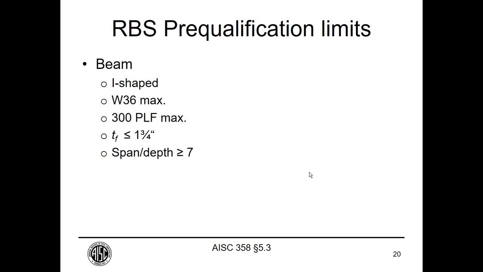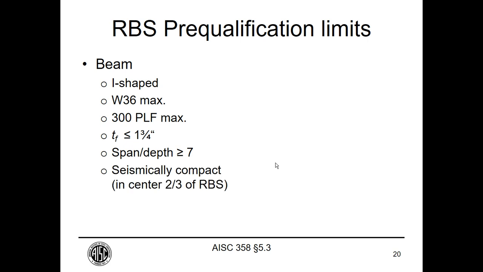So if you're lower than a span to depth ratio of 7, the slope of the moment diagram becomes steeper, and it affects how the connection behaves and the demands at the face of the column and so on. But if the span to depth ratio is 7 or greater, the slope of the moment diagram is more gradual, and the connection has been established to work well.